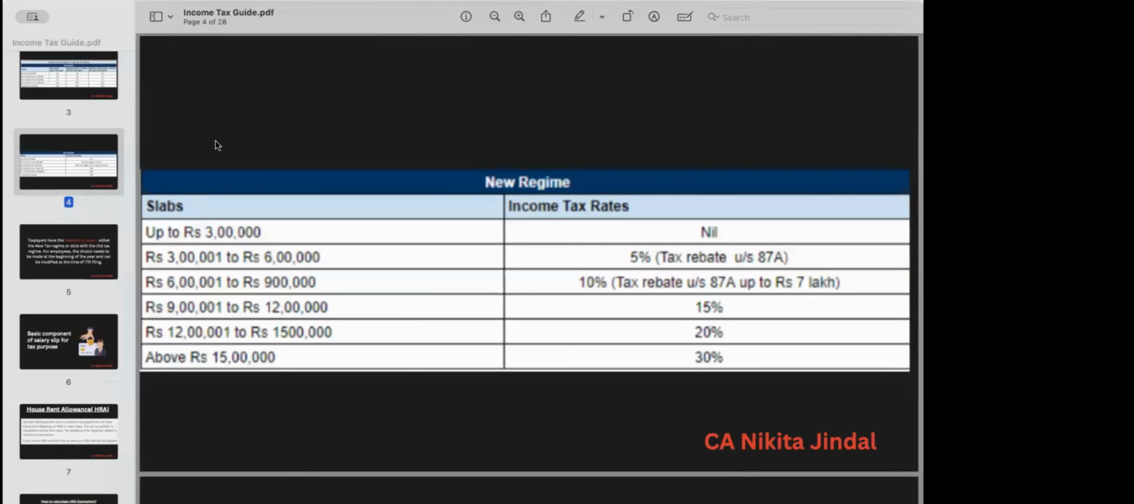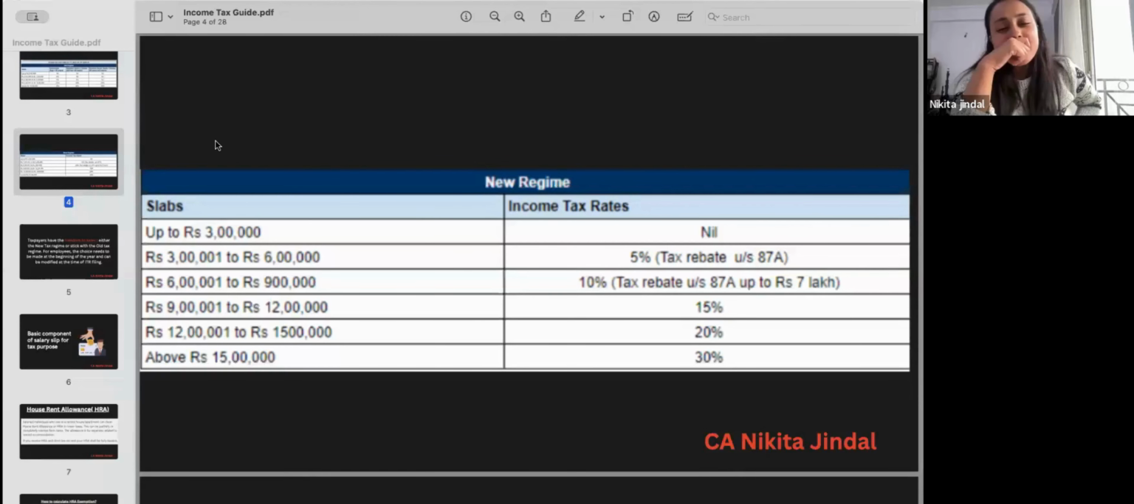Can we claim both HRA and 24B, that is interest paid on home loans? Yes, we can claim. If you have taken a home loan and you are also living in a rented apartment because of other reasons, like the office location being far from the home you have taken, you can consider this. You can consider both the home loan deductions and your HRA, but it has to be legitimate.